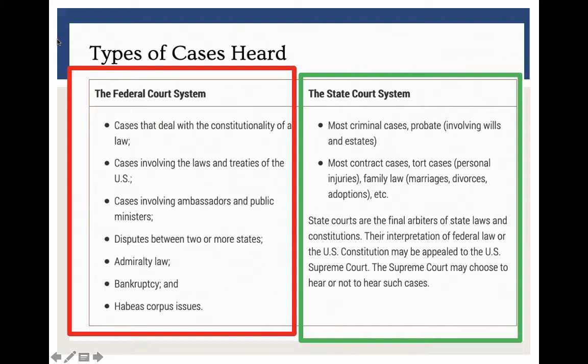And then on the right, highlighted in green, you have the state court system. They hear most criminal cases; probate, that involves wills and estates; most contract cases, tort cases, personal injuries, and family law, marriage, divorce, adoptions. State courts are the final arbiters of state laws and constitutions. Their interpretation of federal law or the U.S. Constitution may be appealed to the U.S. Supreme Court, and the U.S. Supreme Court may choose to hear or not to hear such cases.